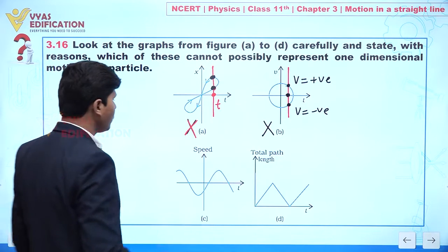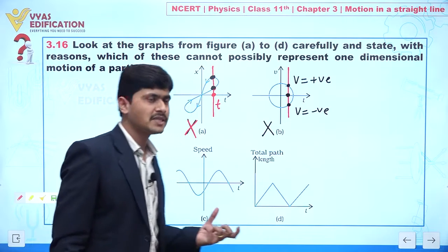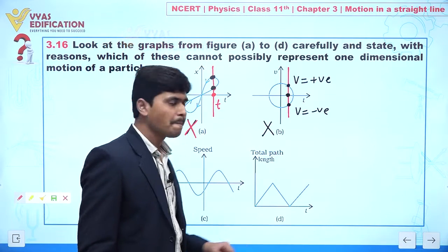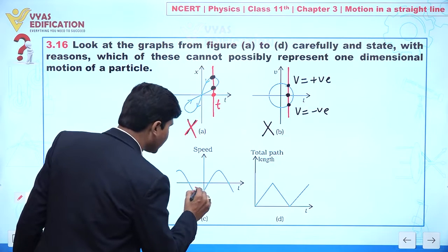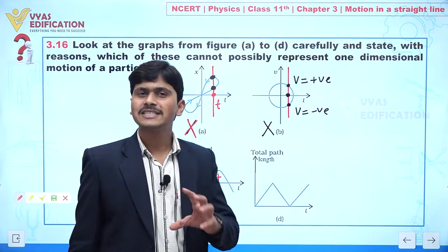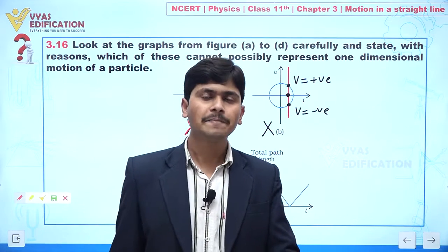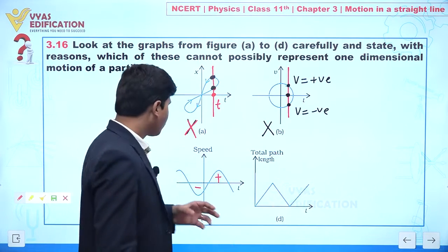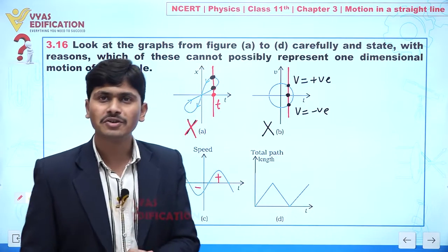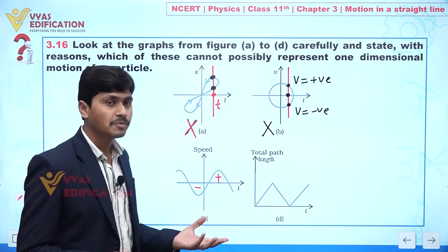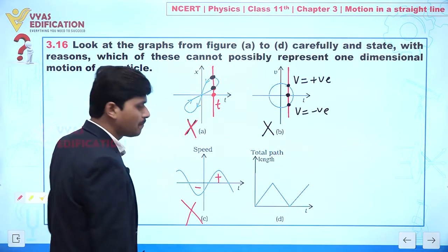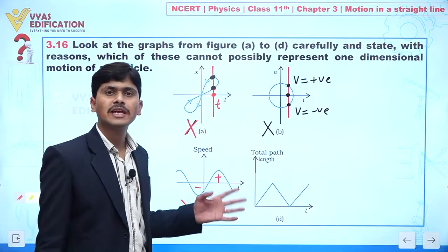Yes. Now if we consider graph number C, this graph is given between speed and time, and you can observe that the speed is also negative. Now speed is what? It is distance covered per unit time. When a particle is in motion, distance is always positive. It means we always find speed is positive. It means negative speed is not possible. So we can say this is not a graph representing one dimensional motion.